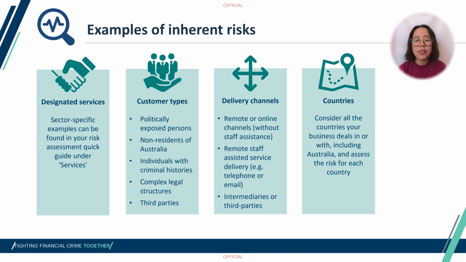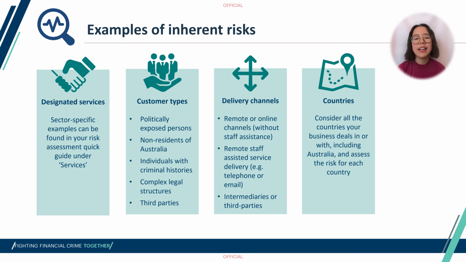For delivery channels, some examples include remote or online channels without staff assistance, which can carry significant MLTF risks due to the lack of in-person contact before providing a service. Remote staff assisted service delivery, such as telephone or email, which can have challenges identifying suspicious or inconsistent behaviour, and lack of encryption for document transfer. And through intermediaries or third parties, as it can be more challenging to know who the customer is and verify source of funds and other matters.